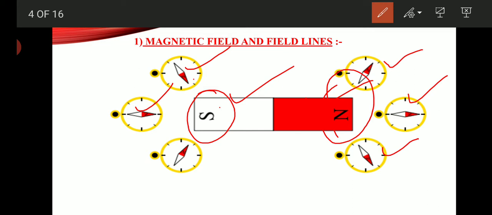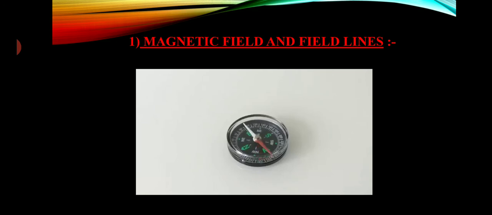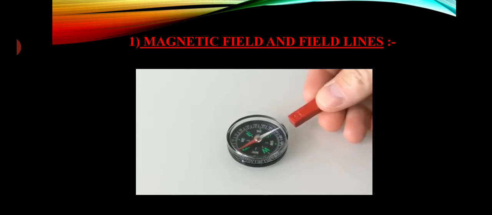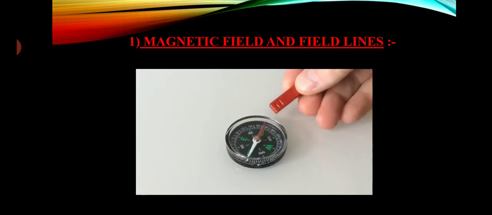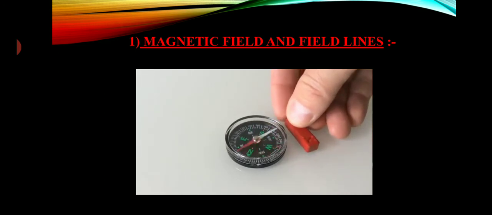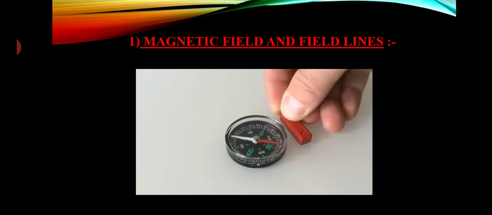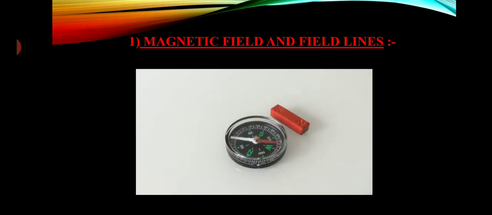Let us understand this through a small activity. This is the compass and the needle is there in the compass. When we keep the bar magnet close to the compass, the needle shows the deflection. The north and south poles attract each other and the north and north poles repel each other. You can see this. So through this activity we can infer that like poles repel while unlike poles attract each other.